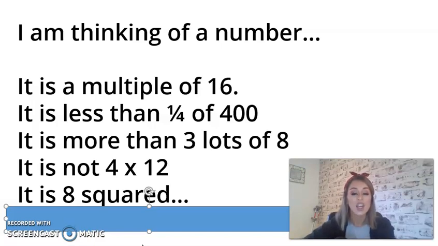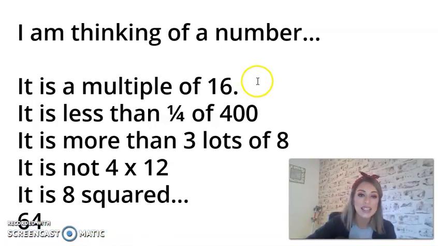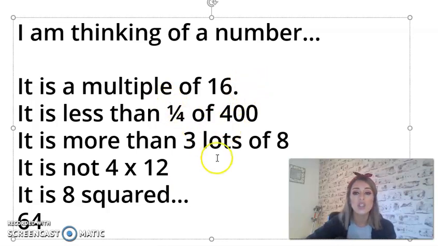Okay, so the answer I was looking for, the number I am thinking of is 64. And here's how I got to that number. So it is a multiple of 16. That means it's in our 16 times table. Now, we don't learn our 16 times table in school, but you can figure it out really easily using repeated addition. So you would start with 16, then it would be 32 and 48 and 64, okay? So you would keep going all the way through.